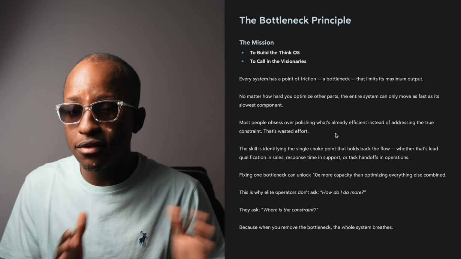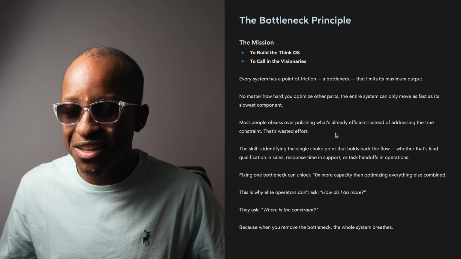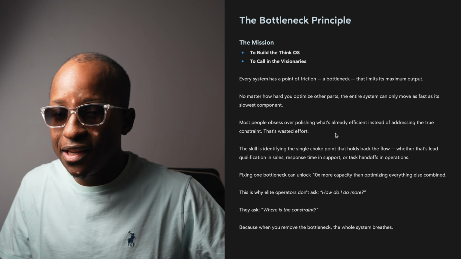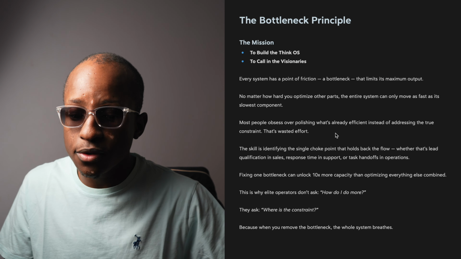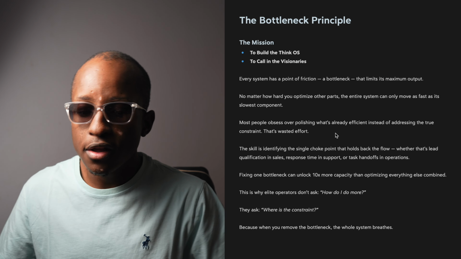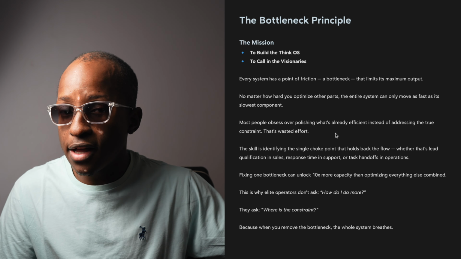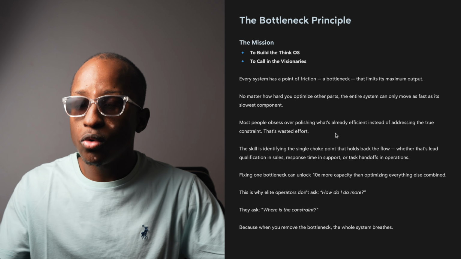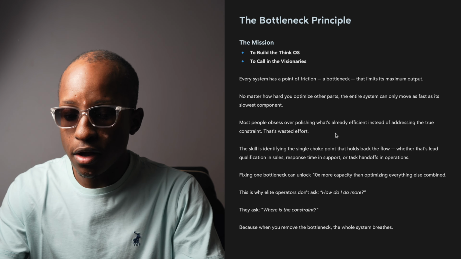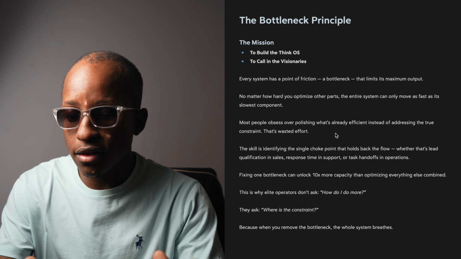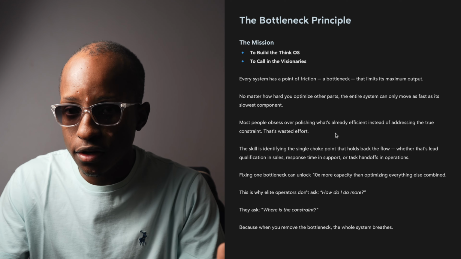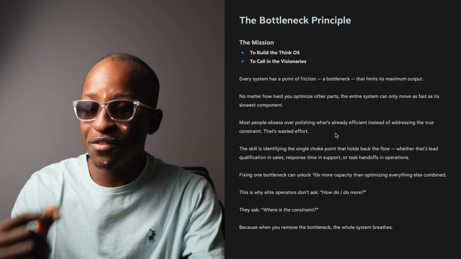And solely through that, that's why I have seen in my personal experience that the lead operators that I've come in contact with don't ask, how do I do more? They rather ask, what is the constraint? Because they understand that by solving the constraint, you're ultimately able to move a lot quicker within your daily operations. And I think this primarily is a framework that ultimately works specifically in sales.